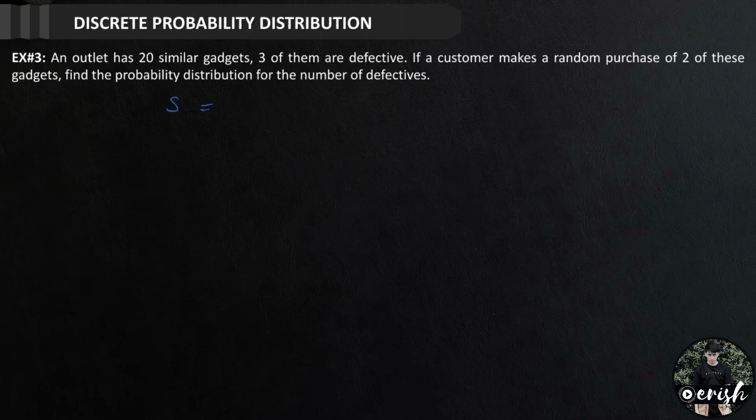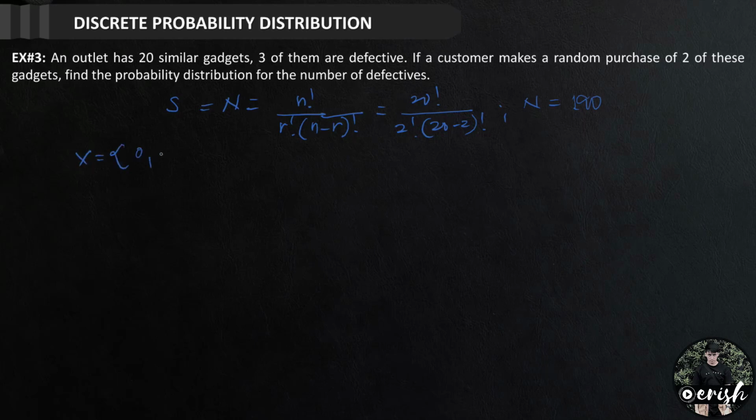The formula for combination: nCr is equal to n factorial over r factorial times n minus r quantity factorial. Ang n natin is 20, ang r natin is 2 only, times 20 minus 2 quantity factorial. Ang total number of sample points natin, sample space, ay equal to 190 sample points. Since ang nirepresent ng random variable X natin ay yung number of defectives, and pipili lang tayo ng 2 out of 20, therefore, the values ng X natin can only be either 0, walang mapipili, pwede ring 1, isa lang ang mapipili out of 2, or pwede ring 2 ang mapipili.